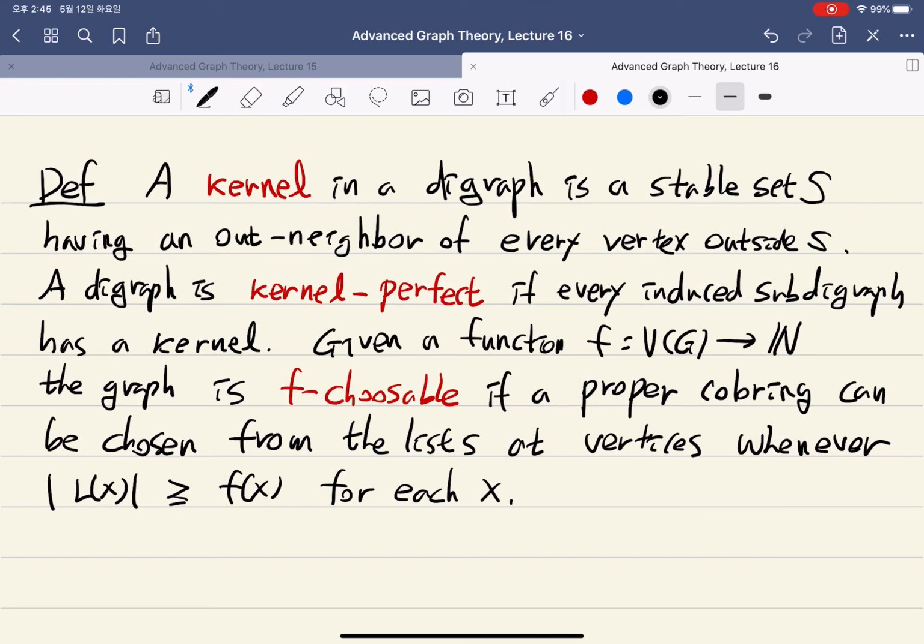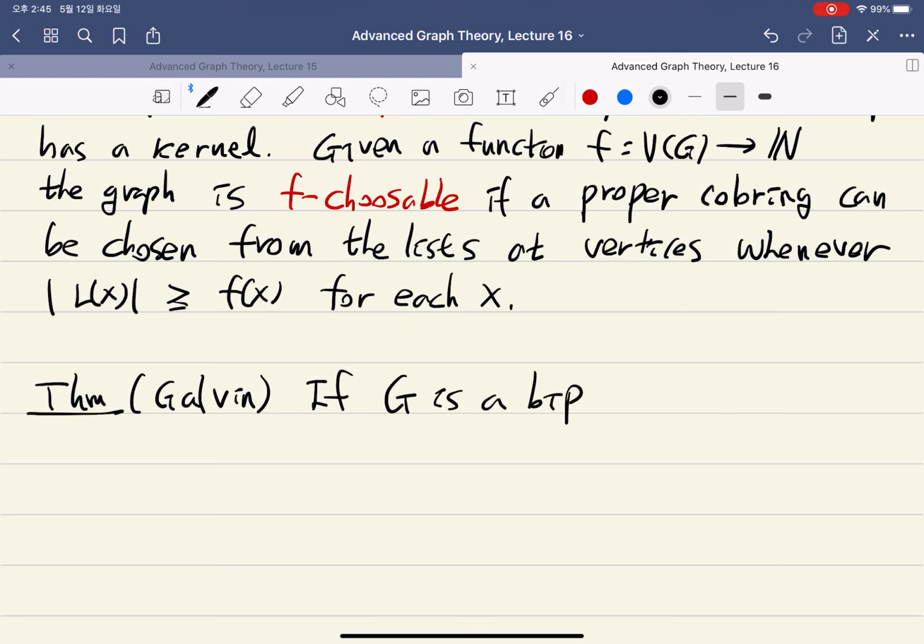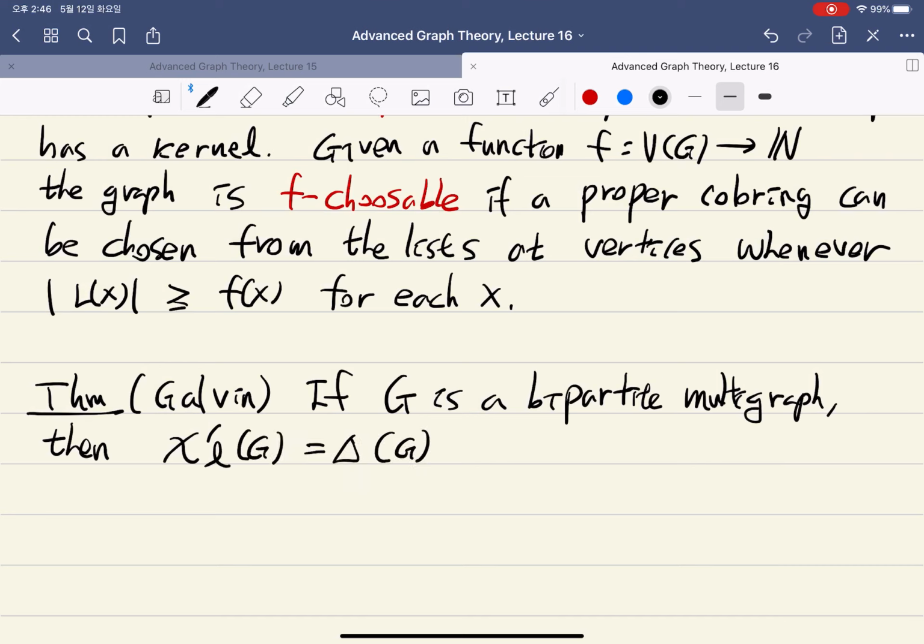So this time we want to prove Kelvin's theorem. Let's recall what we want to do this time. We want to prove that if G is a bipartite graph, say bipartite multigraph, then its least edge chromatic number is the same as its maximum degree.